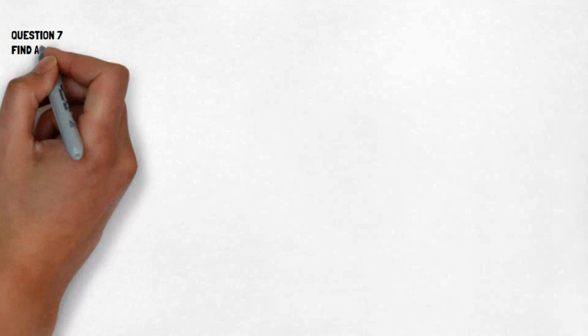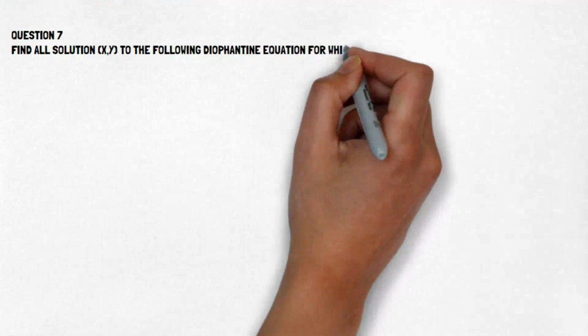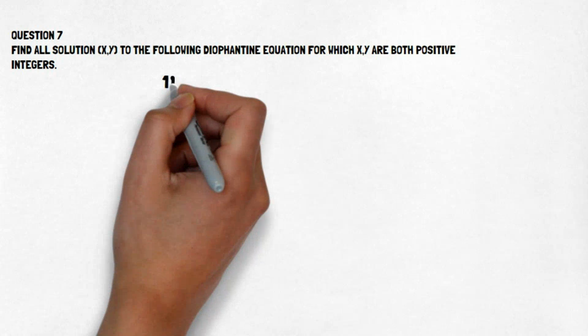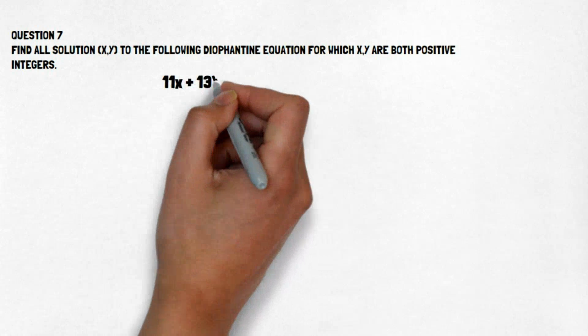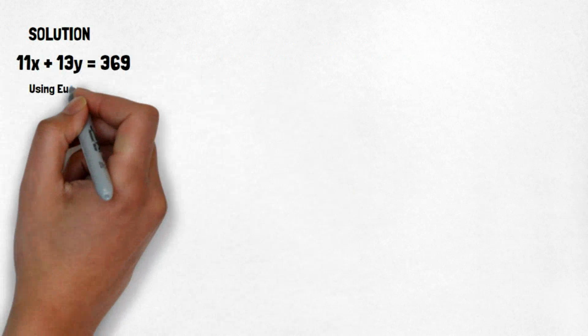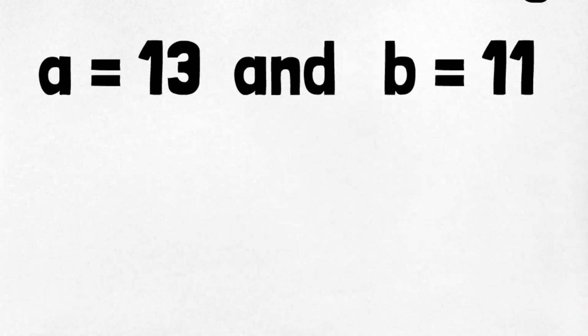Question 7. Find all the solutions x, y to the following Diophantine equation, for which x and y are both positive integers. The equation is 11x plus 13y equal to 369. For the solution, we need to use the Euclidean algorithm to find the GCD of 11 and 13. First, we need to know our a and b. A must be greater than or equal to B, so our A is 13 and our B is 11.